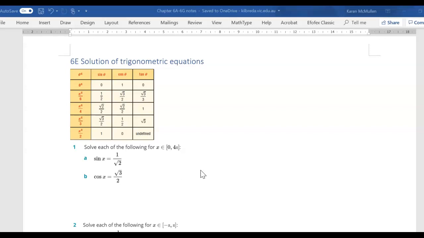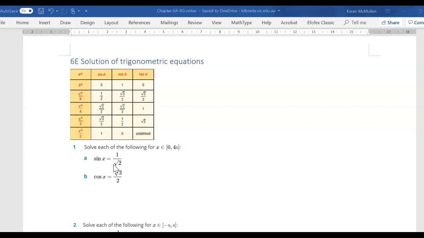So question 1, we've got to solve the following, and we've got a given domain, from 0 to 4 pi. I'll talk about the domain in a second. So we always have to think about the exact value. Previously we were given the value of x, and we had to find sine pi on 6 or sine pi on 2, sine pi. Now we've got the solution, so we have to figure out what x is equal to.